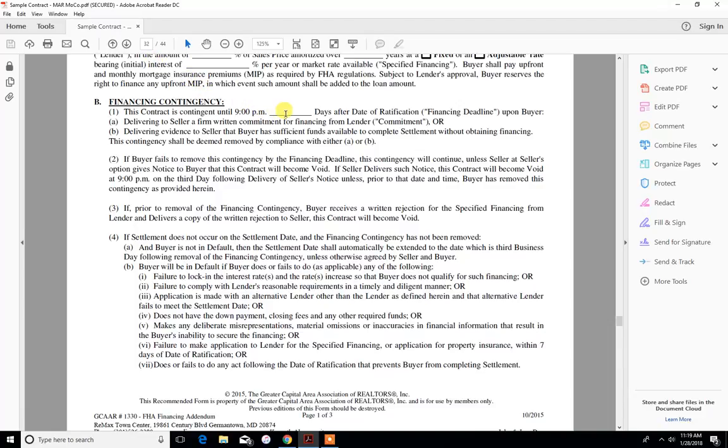Contract is contingent on 9 p.m. and then you would fill in however many days with the financing contingency. So if it's a 30-day contingency, it's contingent until 30 days after ratification.